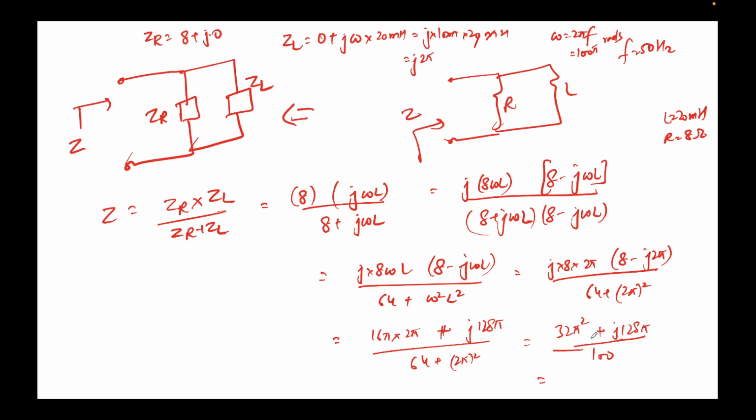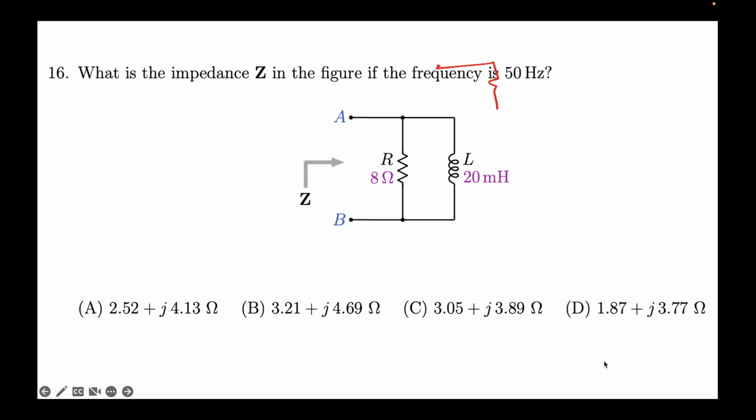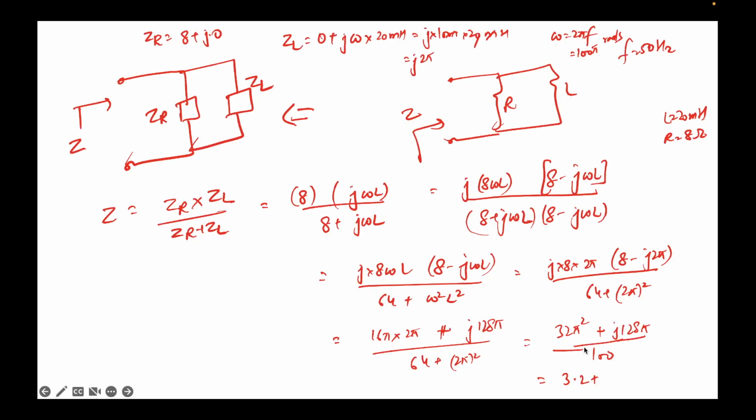So if I calculate, pi square is around 10, so this will come out to be around 3.2. Sorry, there's a plus sign, not a minus sign. So there will be 3.2 plus, this will come out to be around 128 into pi. 128 into pi is 400. 400 divided by 100 is 4, so that will come out to be 4j. So the answer should be around 3.2 plus 4j.